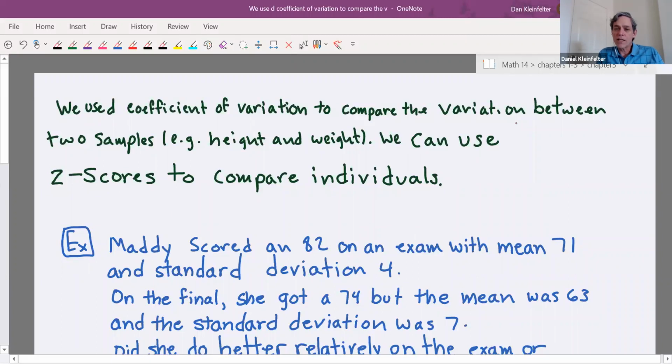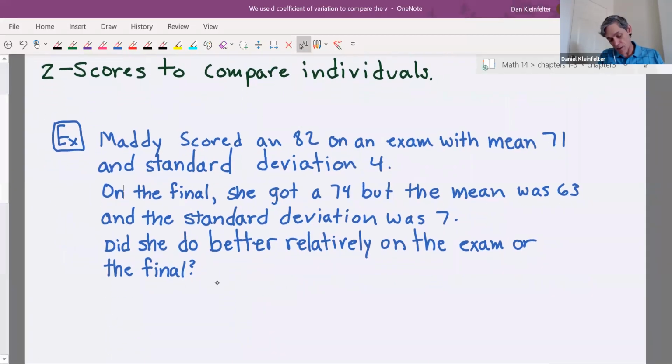All right, so we've seen the definition of a z-score, and it tells us basically the number of standard deviations a data value is above or below the mean. In the past, we saw how you can use coefficient of variation to compare the variability of 2 data sets. We can use z-scores to compare individuals or individual results. So here's an example. Suppose that Maddie scored an 82 on an exam that has a mean of 71 and a standard deviation of 4. On the final, she got a 74, but the mean was 63 and the standard deviation was 7. So we want to know, did she do better relatively on the exam or on the final?